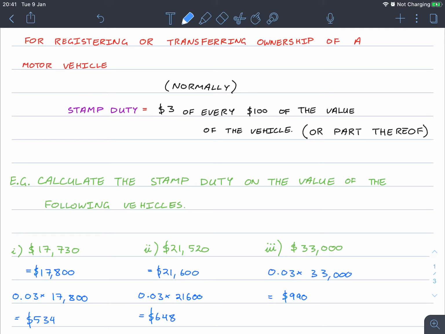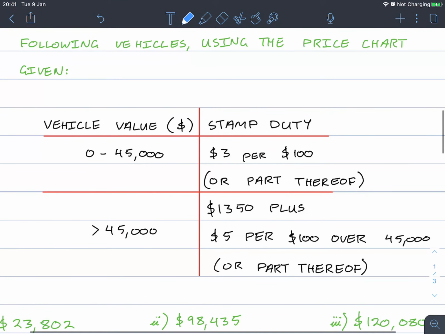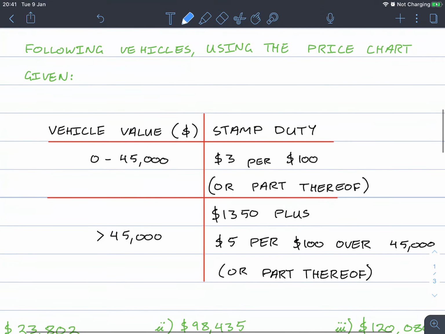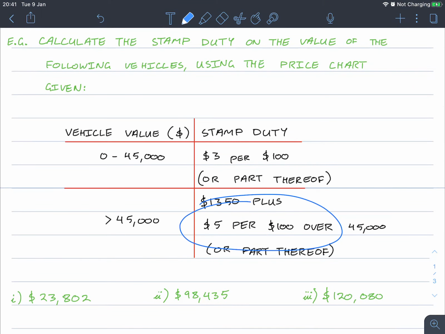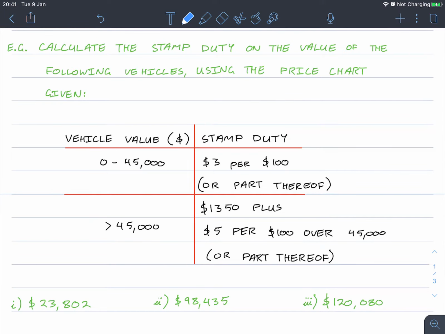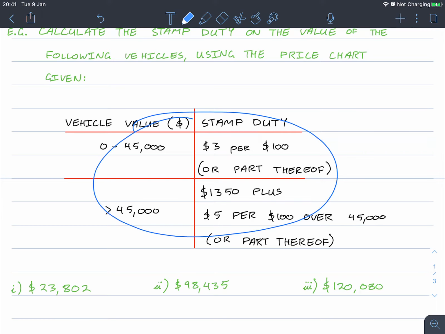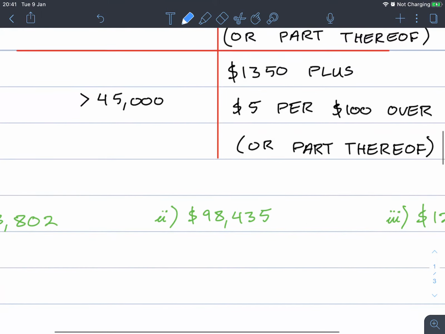However, there may be other conditions that increase or decrease the value of stamp duty. So in this case, if the vehicle's value increases beyond $45,000, we have a different stamp duty that we have to follow. So let's calculate the stamp duty on the value of the following vehicles, using this price chart here. So let's get straight into it.